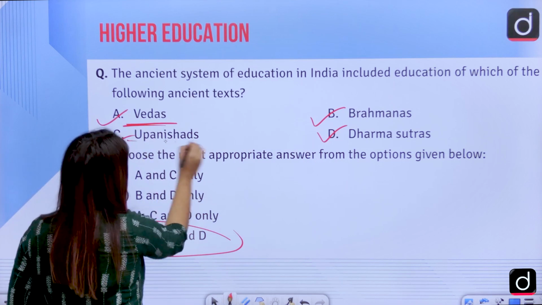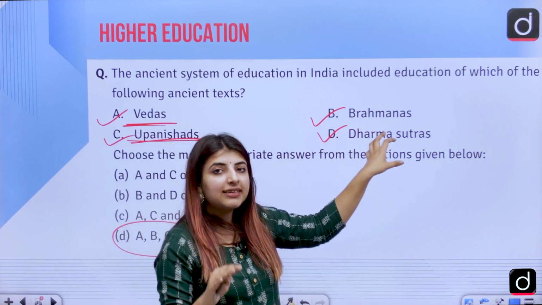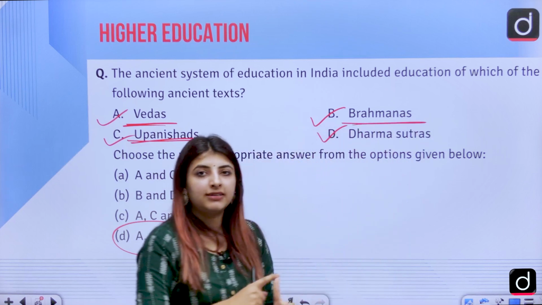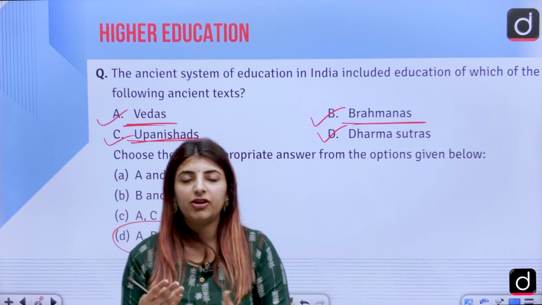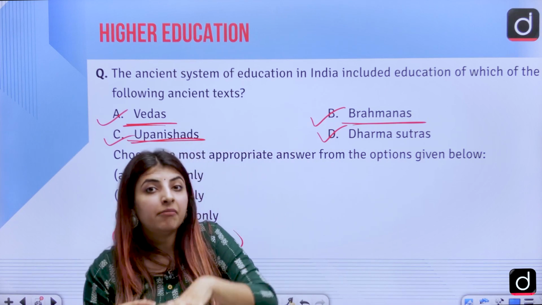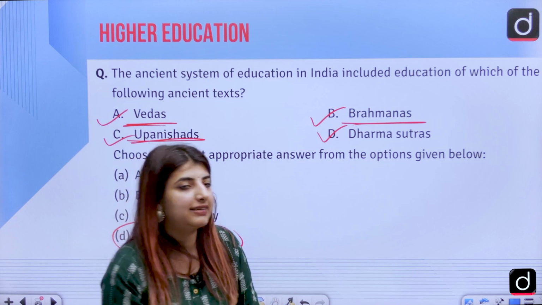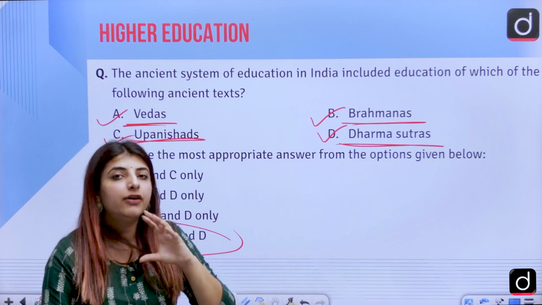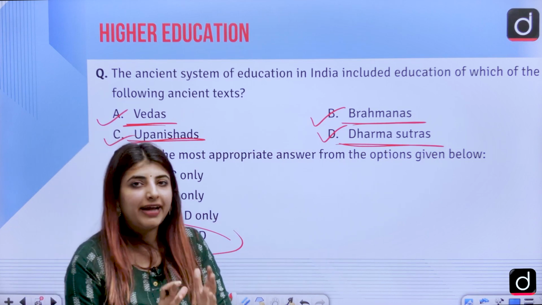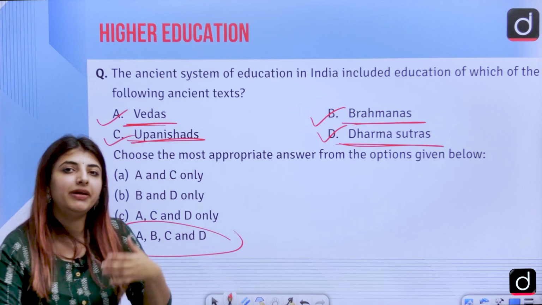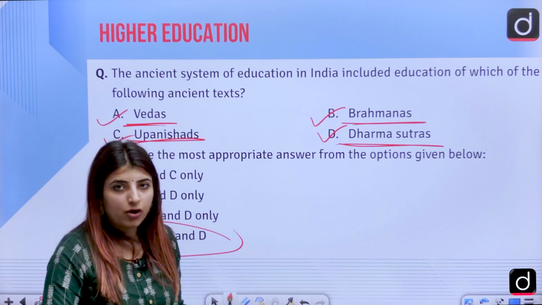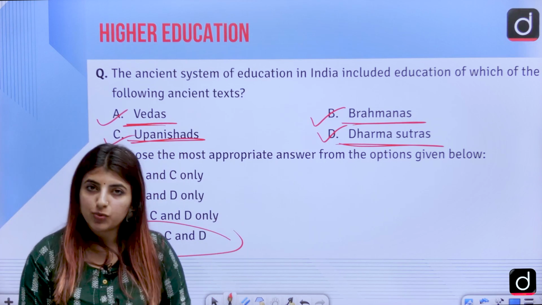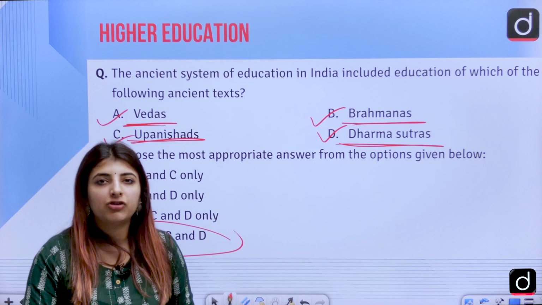Vedas, Upanishads, Brahmanas, these are the sacred texts, right, which were there, and these are not the Brahmins who were the ones giving the education. This is not the Brahmins but the Brahmanas, which were the religious texts, right? And Dharma Sutras, which were related to religion, how the duty of dharma, the dharma can be established, and how it could be exercised in the times of ancient India, right? So these were certain questions which were related to shift 1 of paper 1 of English literature, right?